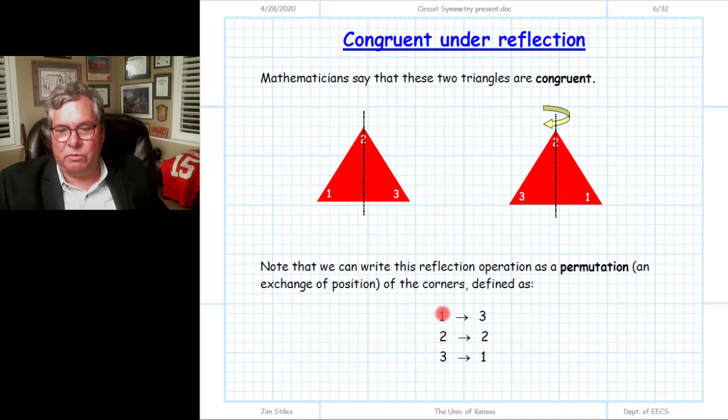So on the permutation where 1 goes to 3, 2 goes to 2, and 3 goes to 1, that's a reflection across this plane of bilateral symmetry. We say that this object is congruent under this operation. All right, this operation is the reflection across this plane, and it looks the same after that operation. That is a statement of symmetry, that this plane is a plane of bilateral symmetry.